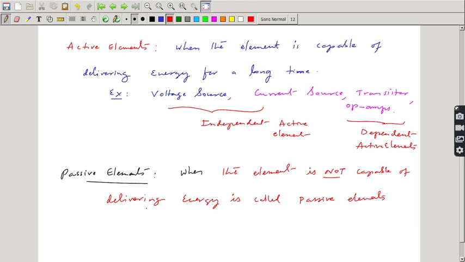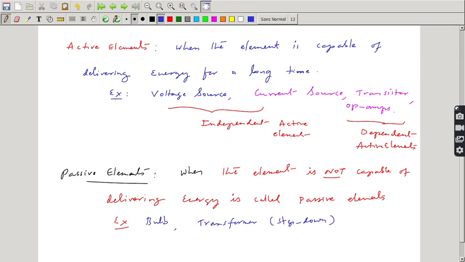Examples you can take from our home appliances. We have a bulb. A bulb is not a source, it cannot deliver energy. It dissipates energy in the form of heat. So I can take a bulb, which is a resistive element. A transformer is also not capable of delivering energy. There are two types of transformer, step up and step down. In the step down case, you can take this as a passive element.